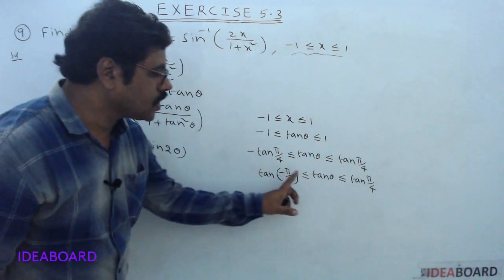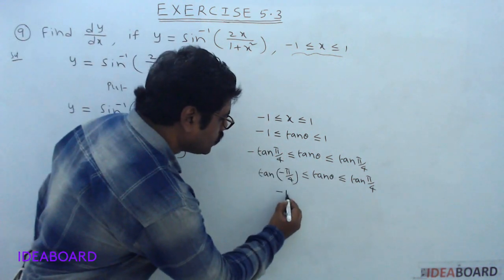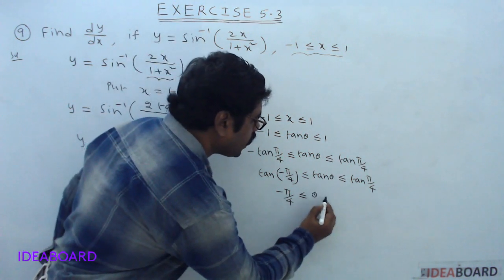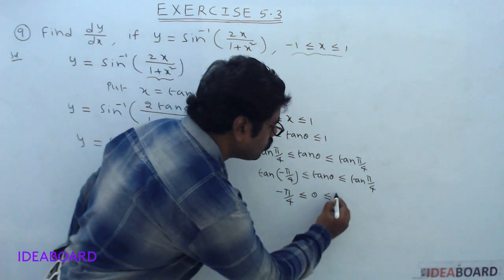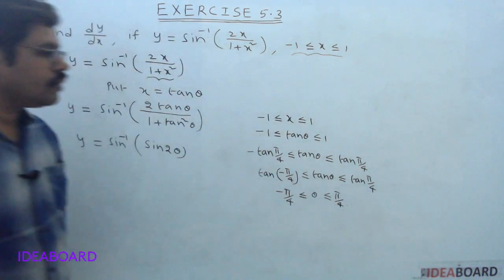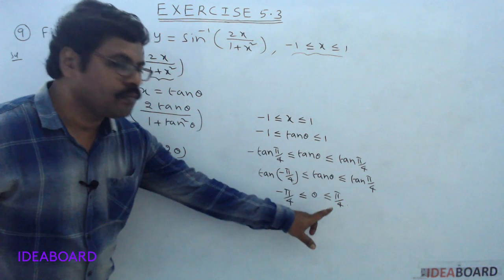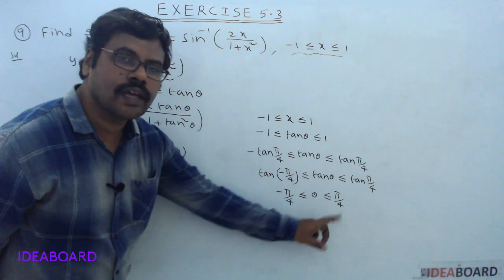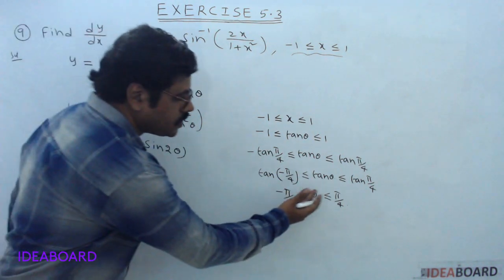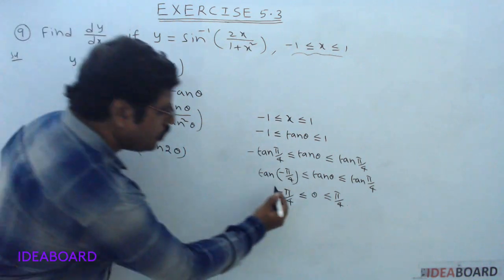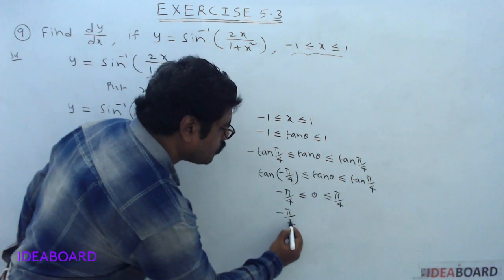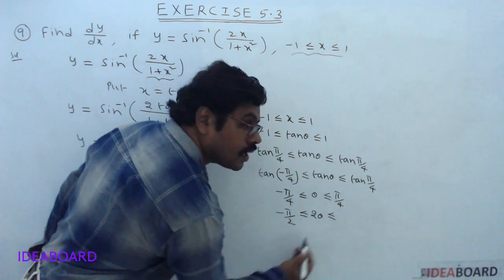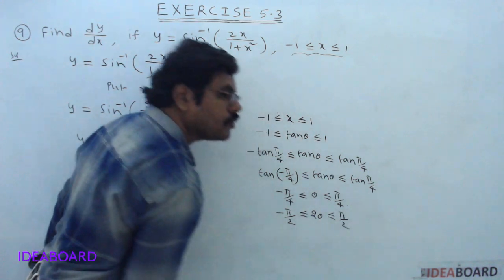Now eliminating the tan function from this inequality, this is minus pi by 4 less than or equal to theta less than or equal to pi by 4. Now theta lies between minus pi by 4 and pi by 4, including both. Multiply this inequality by the constant 2, then it will be minus pi by 2 less than or equal to 2 theta less than or equal to pi by 2.